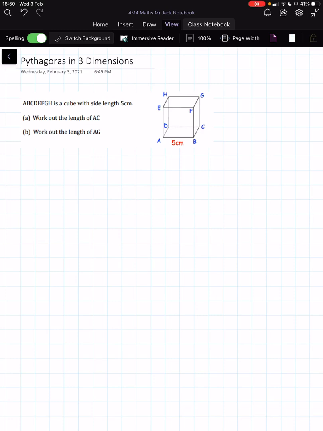Hello, fourth year. Something you are going to love. Pythagoras in 3 dimensions. I can hear your enthusiasm already.